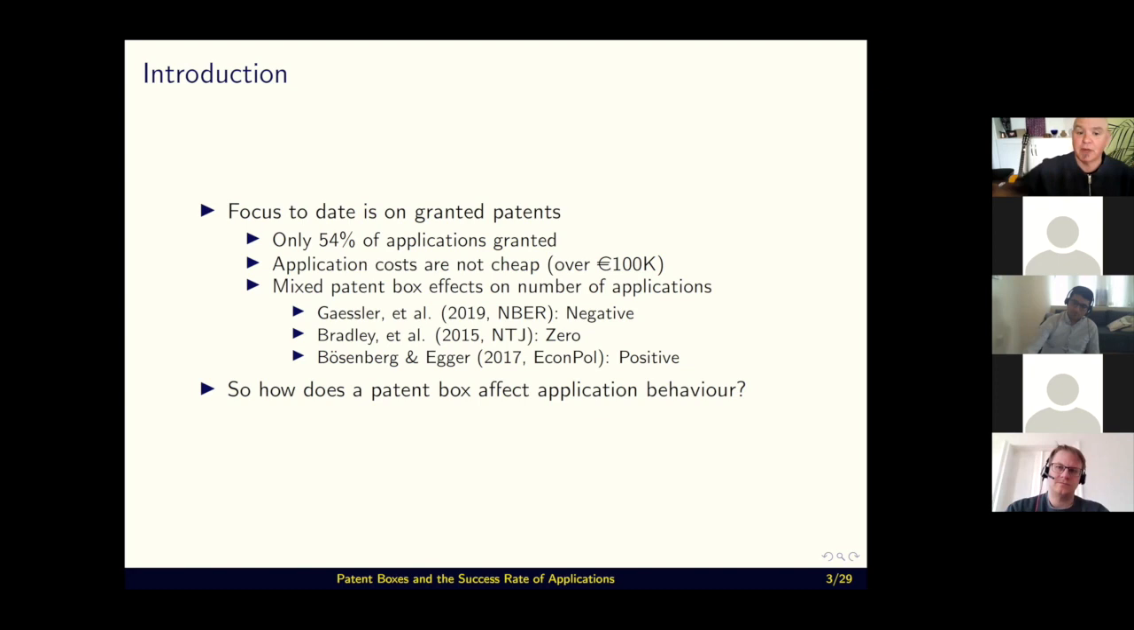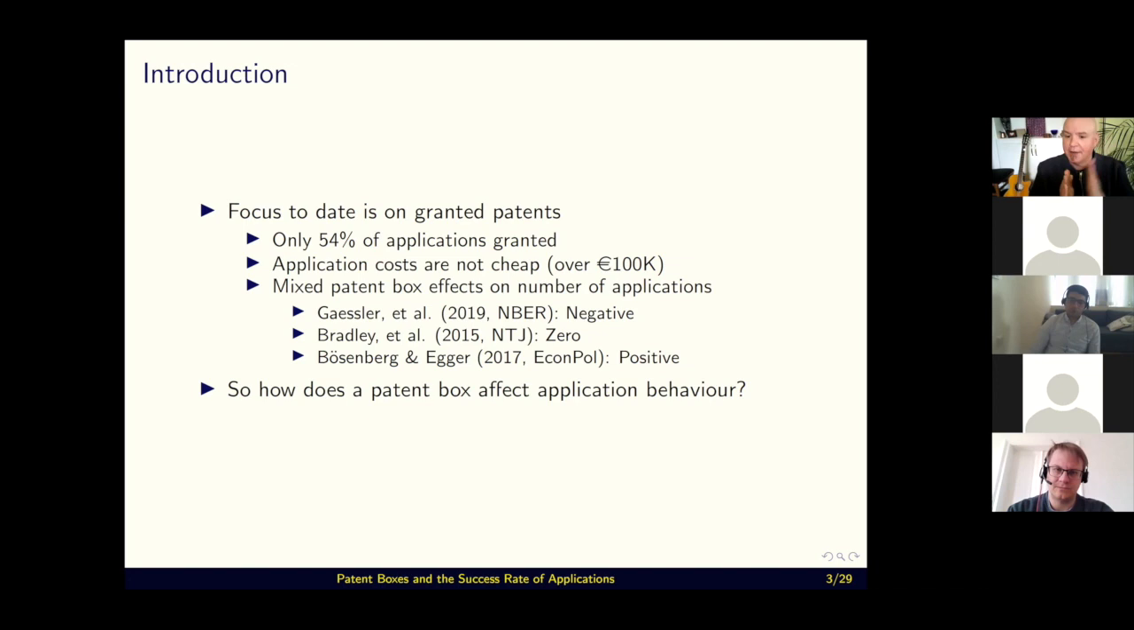And if you instead look at, rather than the number of granted patents, where their effects are almost always positive, if you look at the number of applications, it's a lot more mixed. Some studies will find negative, some will find positive, some find insignificant impacts. And so what this points to is there might be a bit of a difference between the decision of what to apply and what gets granted in the end.